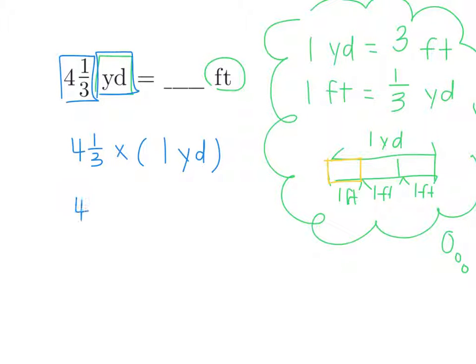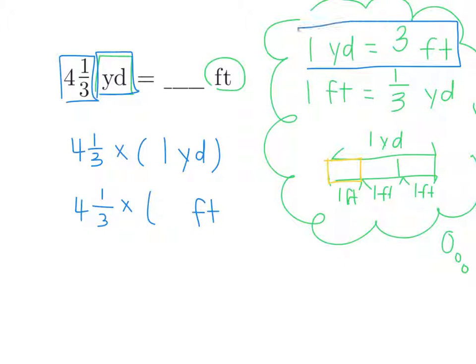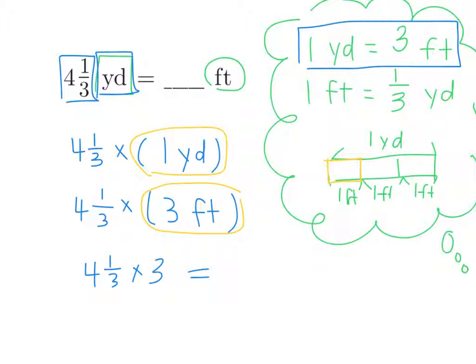Now I still have 4 1/3 copies, but I want to change it to my new units, which is feet. So I need to look over here. 1 yard equals 3 feet. Once again, I want you to notice everything that's in the parentheses is equivalent. It's just how I change it. I swap out yards for feet because I want to do that. Okay? Now I'm ready to multiply. I have 4 1/3 times 3. Are we ready to multiply?